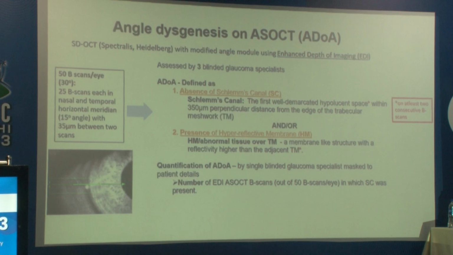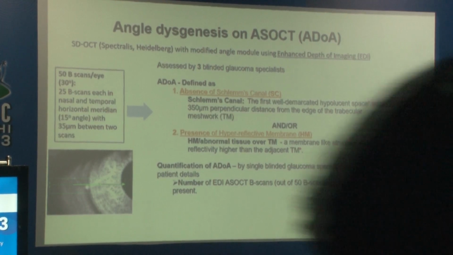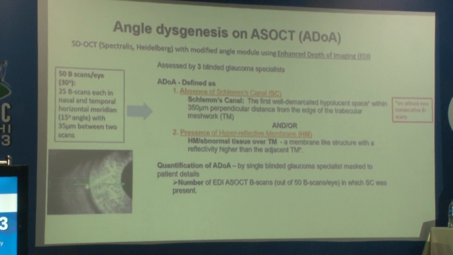So how was the angle dysgenesis identified? We used an STOCT machine with modified angle module using enhanced depth of imaging. Overall, only 50 B scans, that is 30 degrees of angle, were imaged: 25 B scans, 15 degrees, each in the nasal and the temporal quadrant.